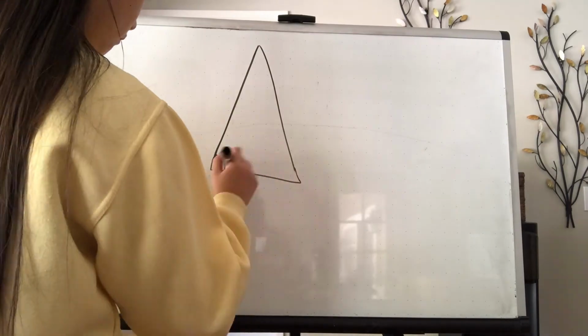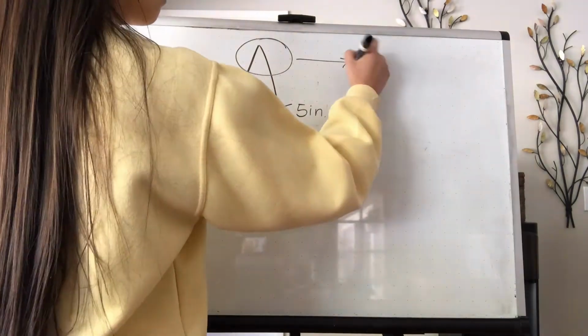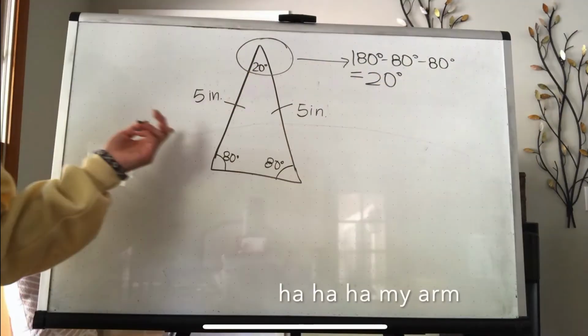So for this example, I showed an isosceles triangle that has the same congruent angles of 80 degrees, and so that means that the top angle would be 20 degrees, because remember that the triangle's total angle has to be 180 degrees, and so 180 degrees minus 80 degrees minus 80 degrees equals 20 degrees. So that would be left. And also the sides are the same, 5 inches and 5 inches.